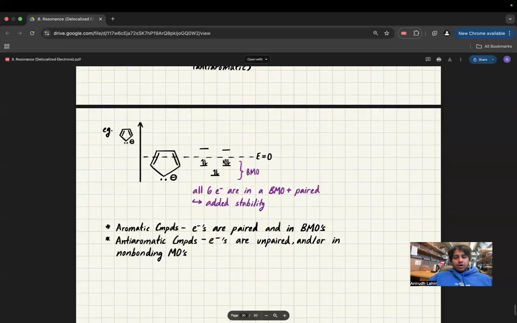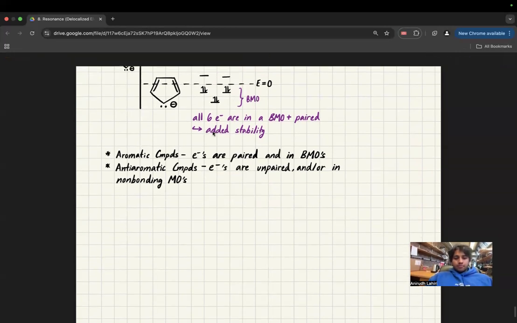Cool. Here, all 6 electrons are in the bonding molecular orbital and they're paired. Added stability. In aromatic compounds, the electrons are paired and in the bonding molecular orbital, so they're below this line. Anti-aromatic compounds are unpaired and or in non-bonding molecular orbitals, so they're above this line, or they're on the line.